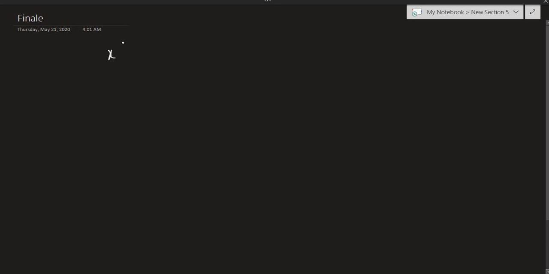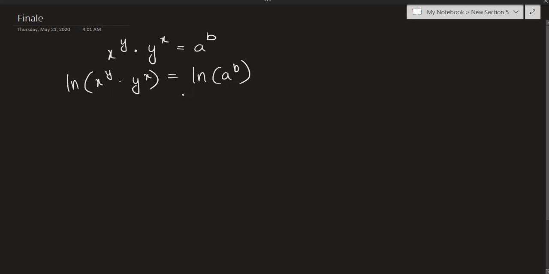We have x raised to y times y raised to x being equal to a raised to the bth power. So again, natural log, right? Variable raised to variable situation. Natural log on both sides. We have natural log of x to the y power times y to the x power being equal to natural log of a to the power of b.